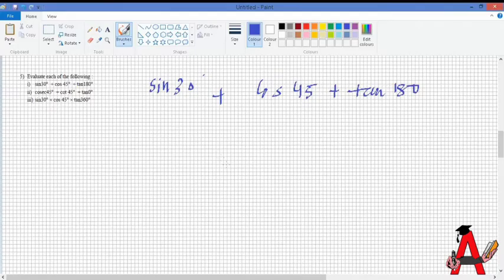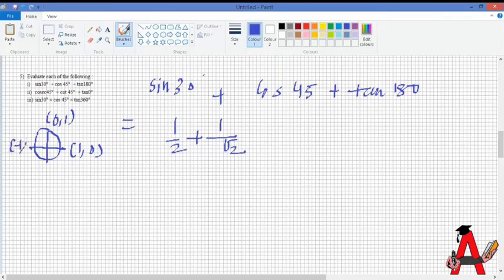Now sine 30 you already know from the table will be half. Cos 45 you know is 1 upon root 2. We don't know tan 180. For us to find tan 180, we need to first find the values on the circle. I already told you that this is 1 comma 0, this is 0 comma 1, this is minus 1 comma 0, and this is 0 comma minus 1.